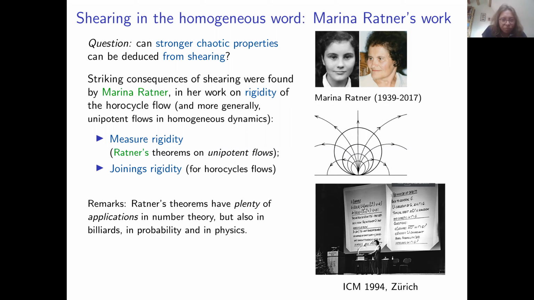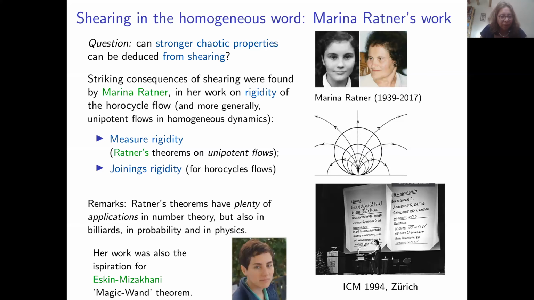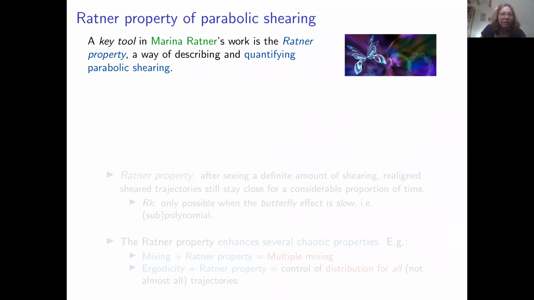This is an ICM talk by Marina Ratner, which I found out happened in Zurich, where I'm based now. And these celebrated theorems have found a lot of applications in number theory, first of all, and also in billiards, in the Lorentz gas by the work of Strömbergsson and Marklof, and also in probability theory and in physics. And they were also an inspiration for the work of Eskin and Mirzakhani, which gave Maryam the Fields Medal and Eskin the Breakthrough Prize. So they're very important.